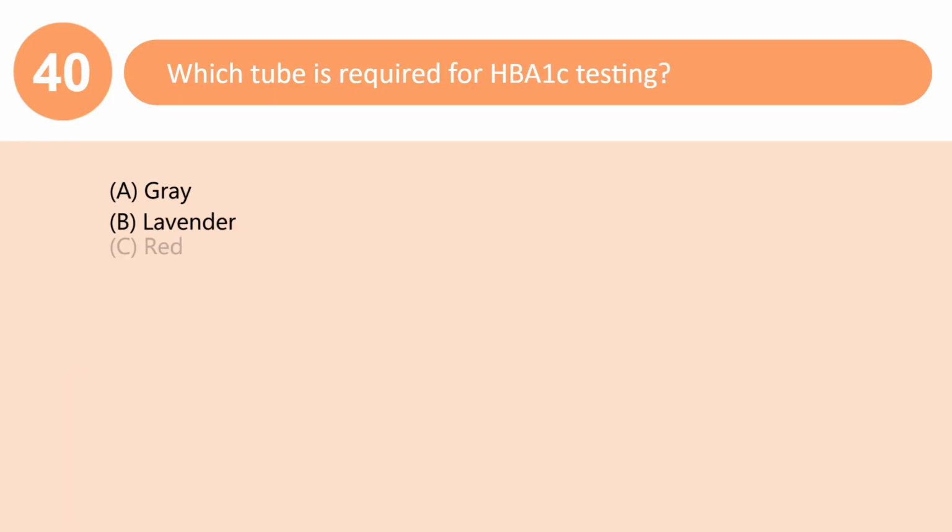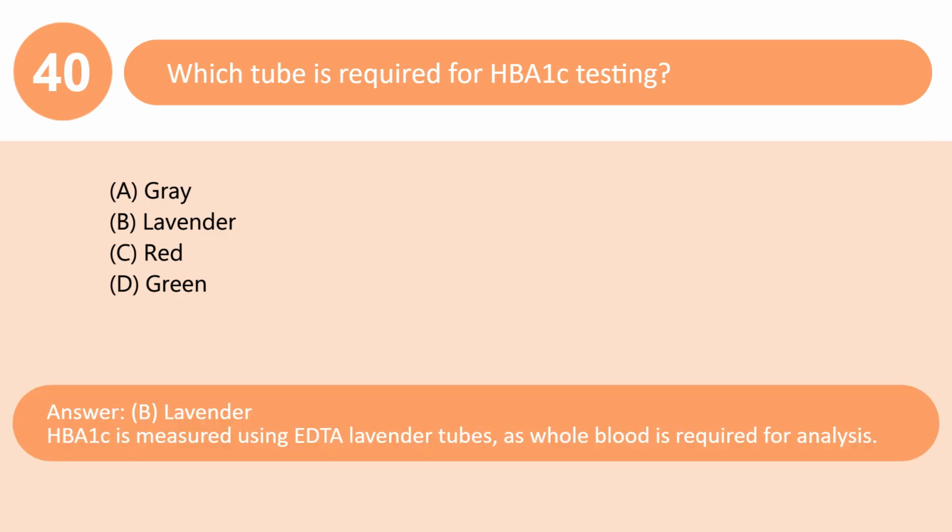Which tube is required for HbA1c testing? A. Gray. B. Lavender. C. Red. D. Green. Answer B. Lavender. HbA1c is measured using EDTA lavender tubes, as whole blood is required for analysis.